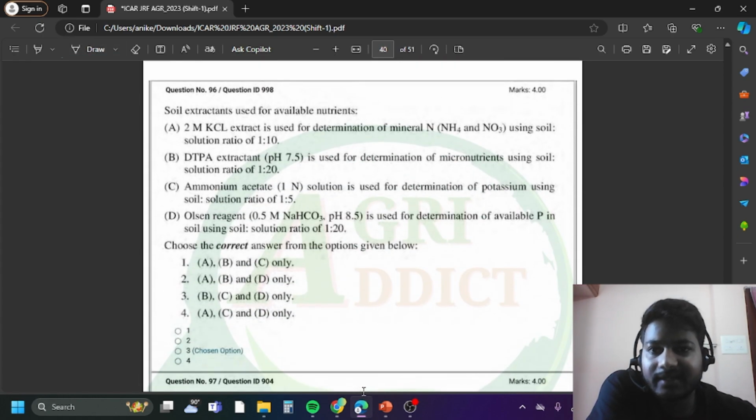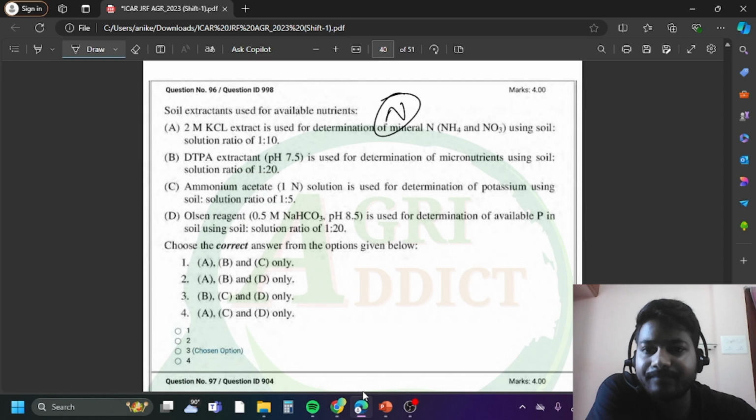Next: soil extractants used for available nutrients. 2 molar KCl is used for the determination of minerals in soil, basically for N estimation. Ammonium acetate we use for potassium. Olsen reagent is 0.5 molar sodium bicarbonate. These things are also important.